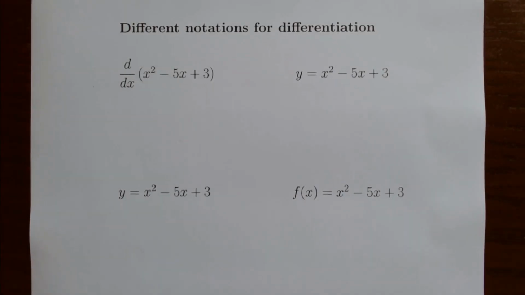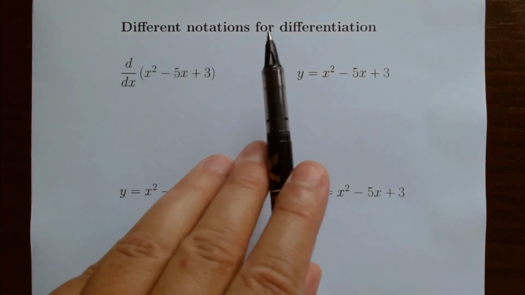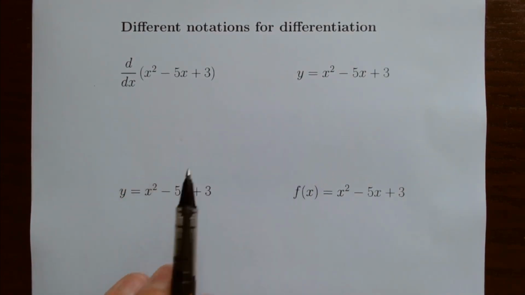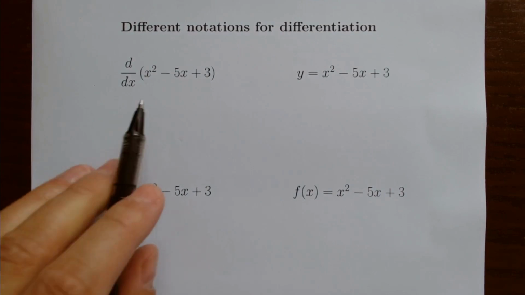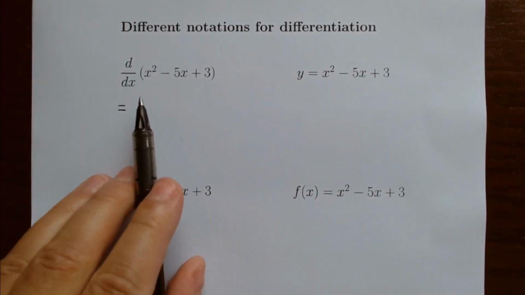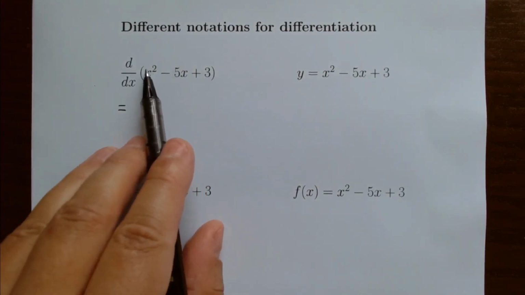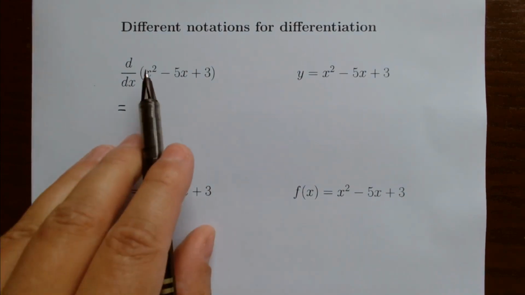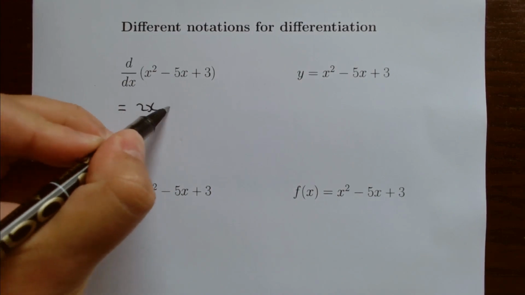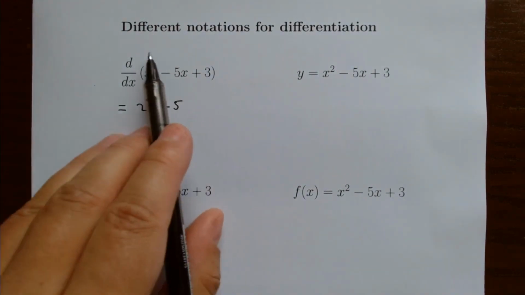Okay, so before we go into the examples, we just have to talk about the different notations that we could have for differentiation. And we're going to do 4. There'll be 4 types. The first one we've already seen, so I can just do this example. So this d by dx of x squared minus 5x plus 3 means you want to differentiate this polynomial. So x squared becomes 2x, minus 5x becomes minus 5, and the plus 3 becomes a 0. So that's one we've already met.